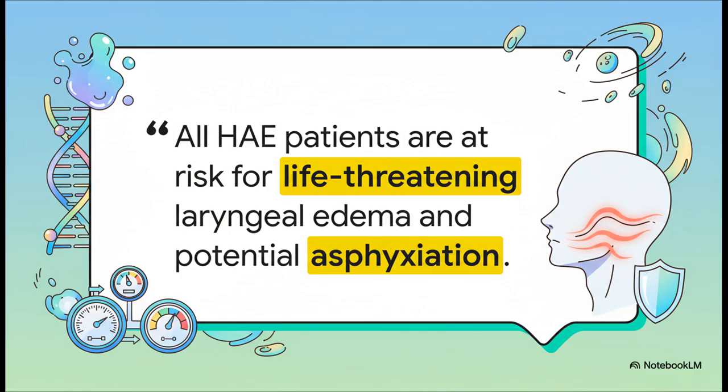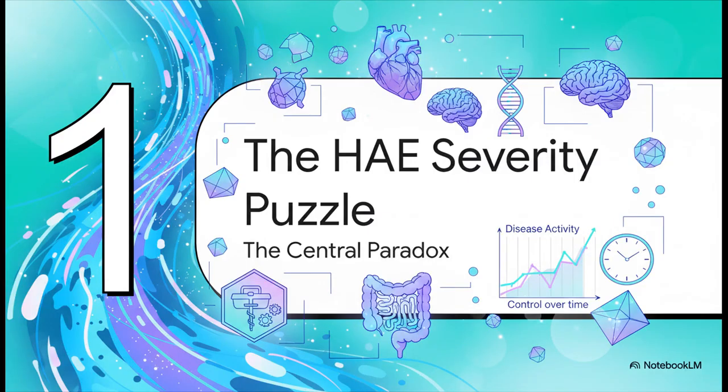It means that a patient who gets, say, an infrequent minor swelling on their arm is technically facing the same potential risk of a fatal throat swelling as someone who has attacks every single week. It creates this huge paradox. So, yeah, that constant underlying risk is what makes creating a simple severity scale a total puzzle. It's the central challenge that doctors and researchers have been wrestling with for years.